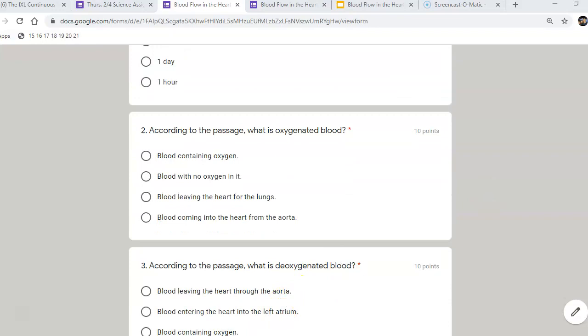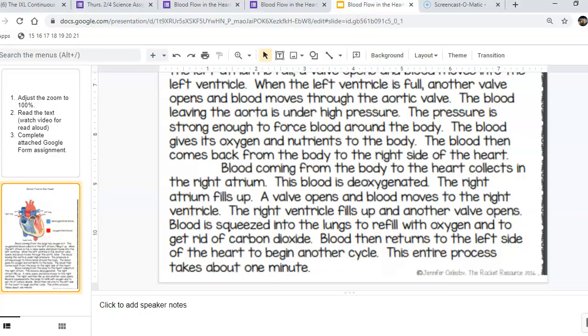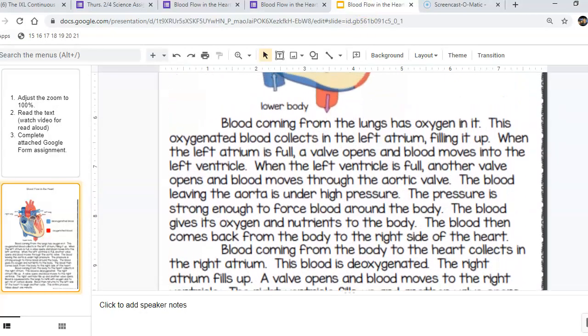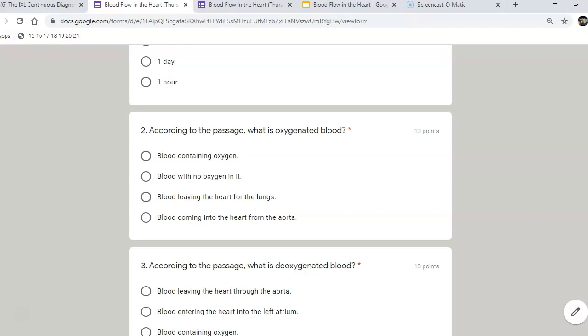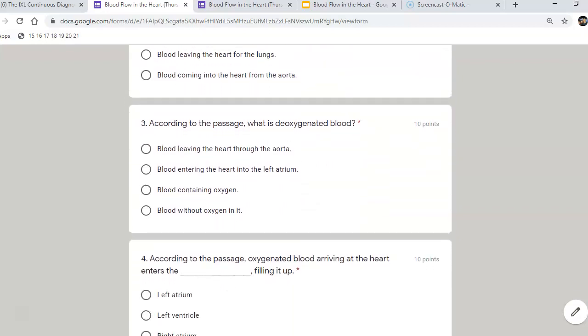Number two, according to the passage, what is oxygenated blood? Now, I explained this. The passage mentions it, and you really should know this, but go back to the text and check, because in the text it says this oxygenated blood, and in the sentence before it, it explains what it means to be oxygenated blood. All right, remember we always say use context, right? Look in the sentence before, the sentence after, because it gives clues for what things mean.